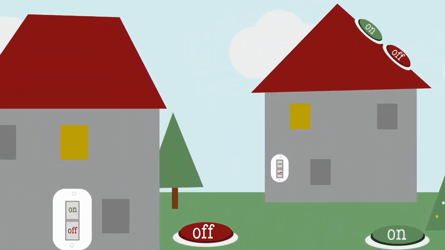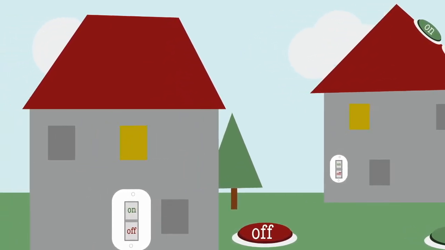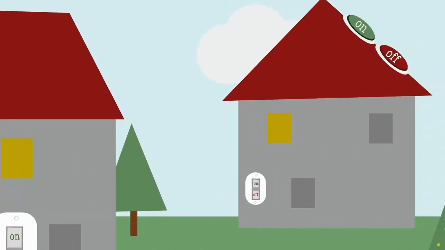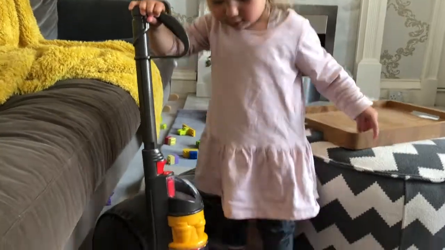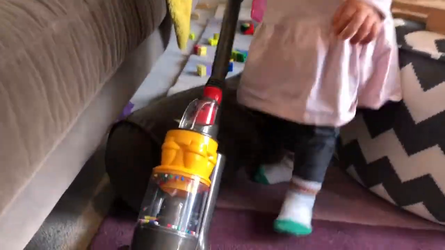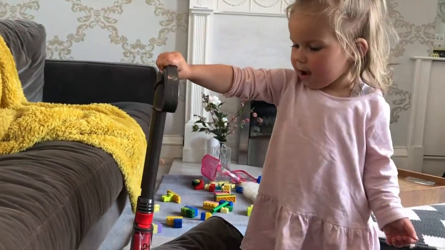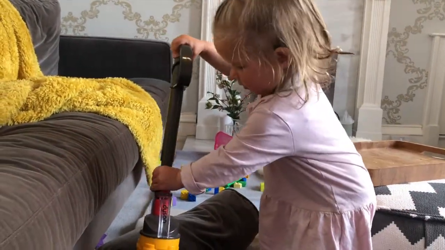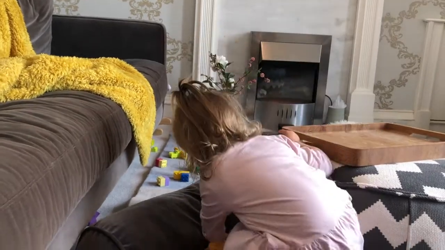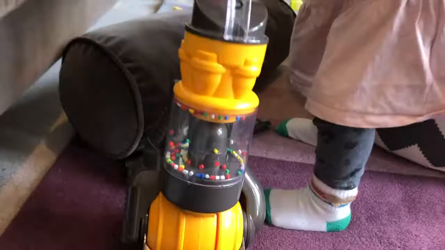Wow! Well done learning about on and off. Now let's watch and see some more in action. Let's turn the Hoover on. This is a vacuum. On. Uh-oh. Whoops. Off. The vacuum is off.